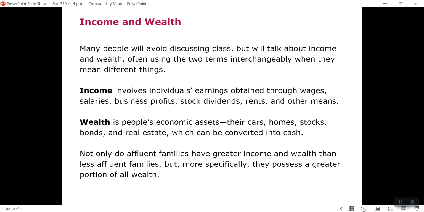Wealth is inclusive of everything that is an economic asset that is worth money and could be converted into cash. So, of course, our cars and our real property, stocks, bonds, real estate, a business, all of those things are economic assets that could be converted into cash. And of course, affluent families have more income and more wealth than people in those lower two or three rungs.